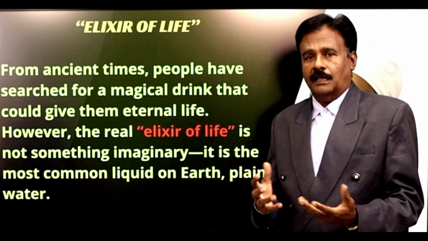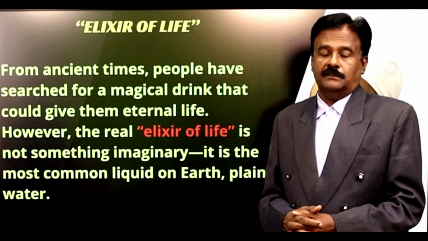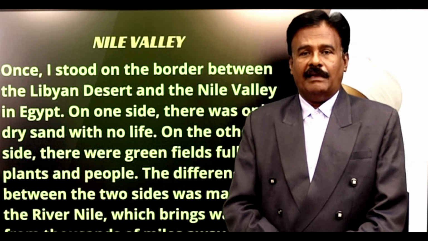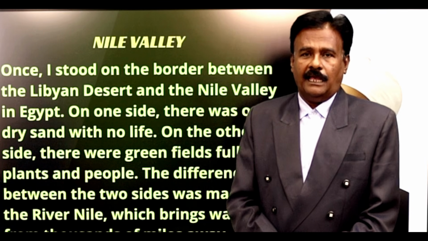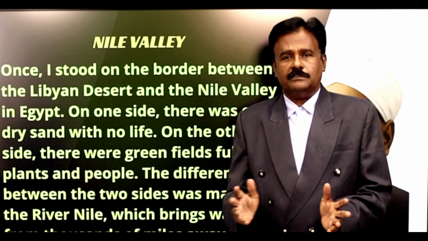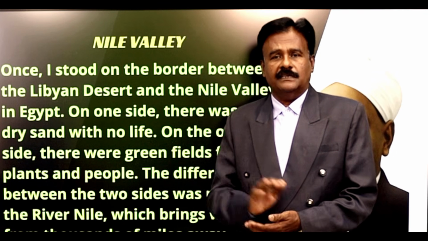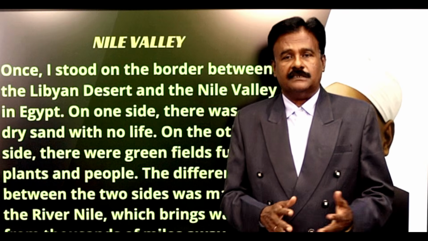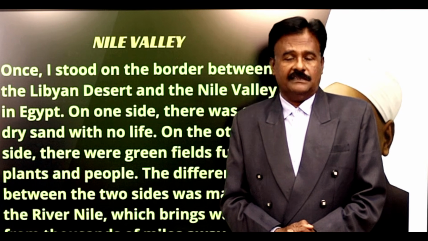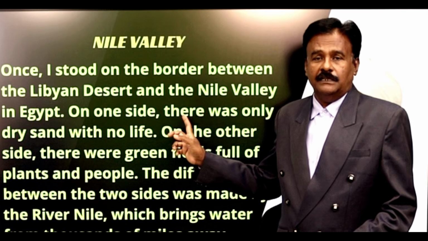Elixir is nothing but simple water, because of which life is present on the earth. For example, we'll understand with the Nile Valley. Where is the Nile Valley? The Nile River is in Egypt, isn't it? If you see both sides of the Nile River, on one side there is a huge desert where there is no life at all. On the other side there is life, forest, trees. The Nile civilization, the Egyptian civilization, came into existence because of the Nile River.